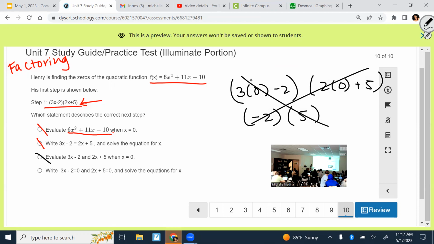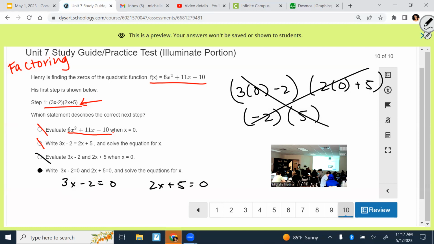I mean, it would have to be, because that's the only one left. 3x minus 2 equals 0 and 2x plus 5 equals 0, and solve for x. Does that one sound good? All right, yes. Because after you factor to solve for the zeros, kind of like we did in the last problem, you set each factor equal to 0 and solve for x. This one's a two-stepper, but still you need to isolate the x.